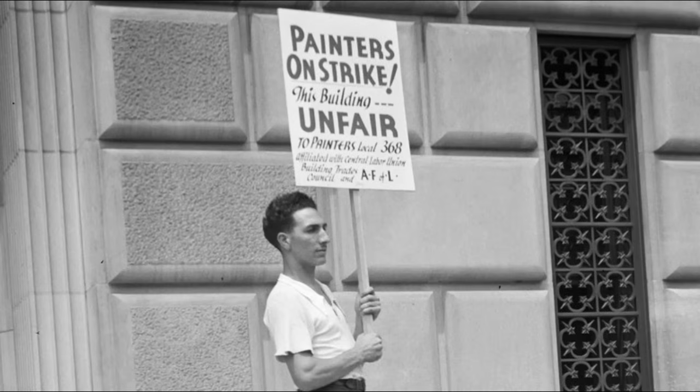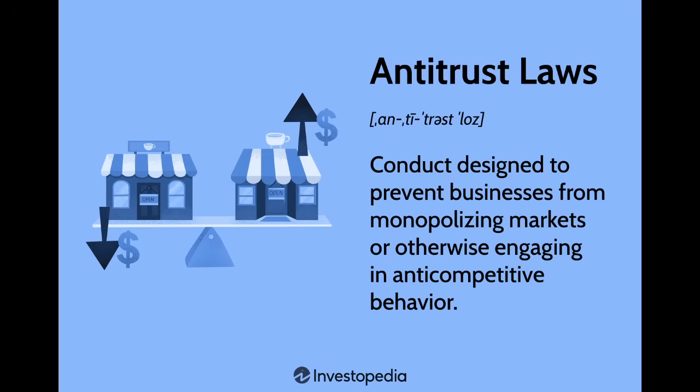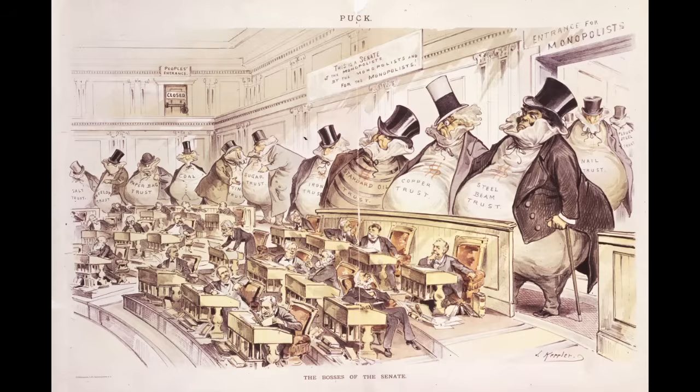Unions would continue to battle it out with studios under the studio system until 1948 with the case of the United States versus Paramount Pictures, which declared that it was illegal for major film productions to also own movie theaters because it would create an unfair monopoly. This type of legislation is referred to as antitrust law, which is a type of legislation that protects this kind of fair competition within the economic market.